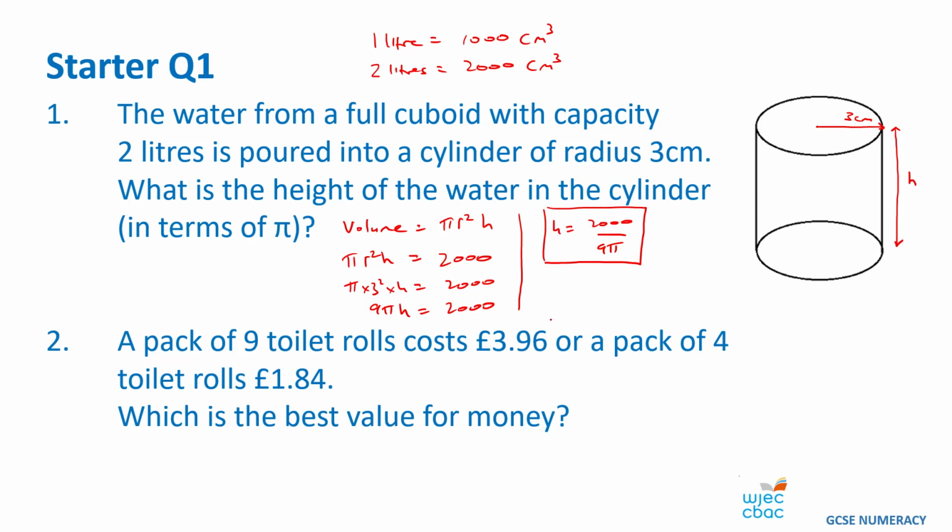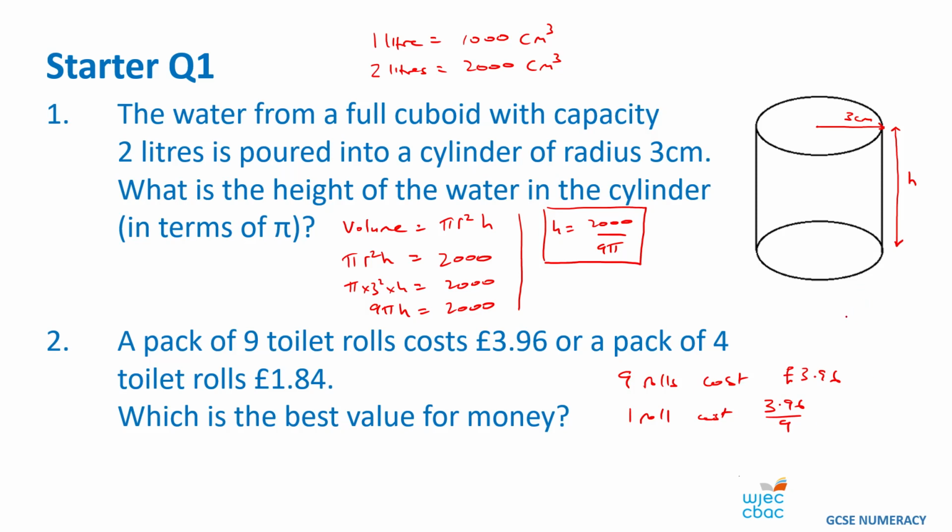Question 2. A pack of 9 toilet rolls costs £3.96 and a pack of 4 toilet rolls costs £1.84. It's quite a topical question. Just before COVID, you couldn't buy these in the supermarket. So we have 9 toilet rolls. They cost £3.96. One roll will cost £3.96 divided by 9. So 3.96 over 9.